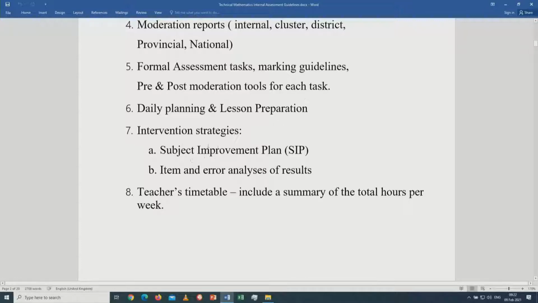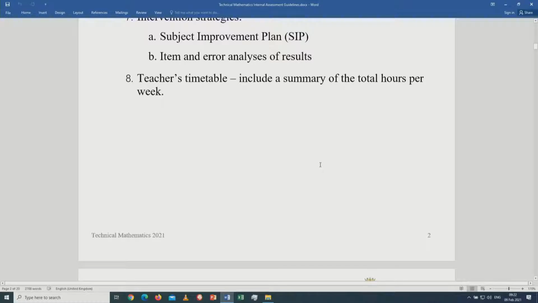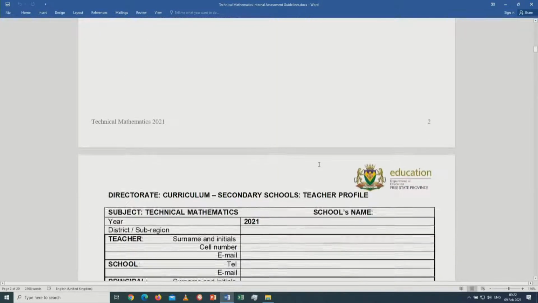And please remember, the subject improvement plan is informed by item and error analysis, because once you are able to see the gaps in your learner's performance, then that informs effective subject improvement plan. And then teacher's timetable include a summary of the total hours per week.